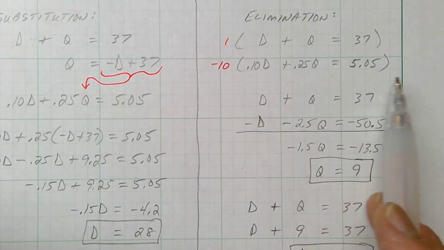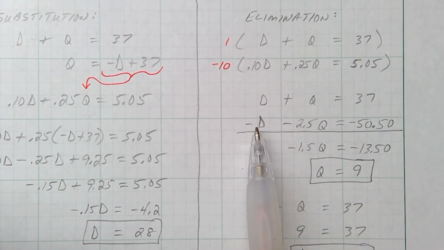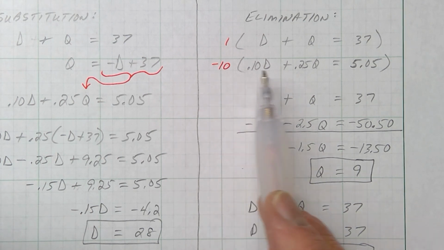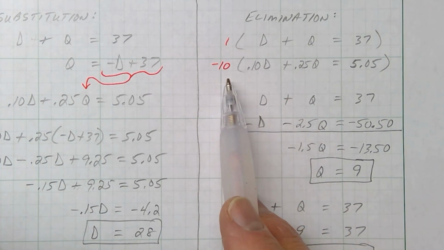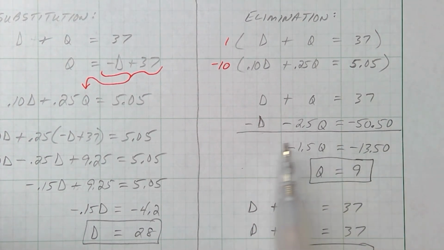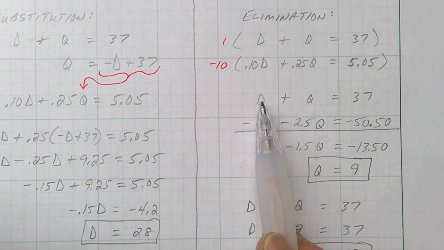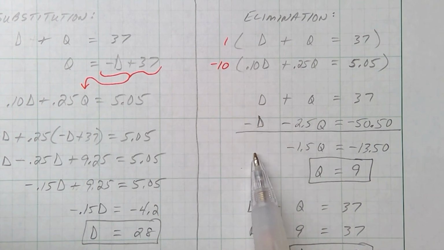Now, negative 10 times everybody. Negative 10 times 10 cents is negative 1. Negative 10 times positive 0.25 is negative 2.5. And negative 10 times 5.05 is negative 50.50. So there's a little bit of algebra, a little bit of multiplying, but that makes my d's match and they're opposites, so they go away and turn into 0.